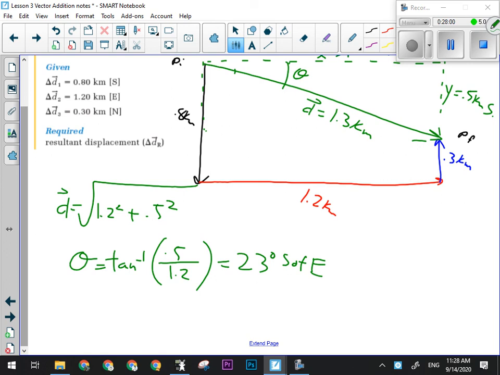Because I went this direction from due east, that's going to be 23 degrees south of east. If you have the other angle, which is going to be 67 degrees east of south, you're fine. That is also correct. It just means you drew the triangle this way. There's absolutely nothing wrong with that because 23 degrees south of east and 67 degrees east of south are the same direction. They're complementary angles, they add up to 90. Everybody all right with that?